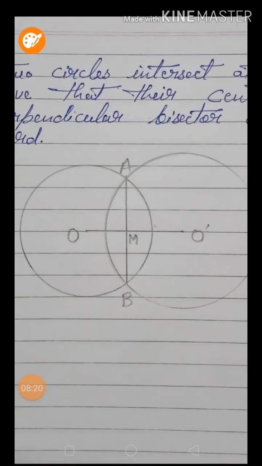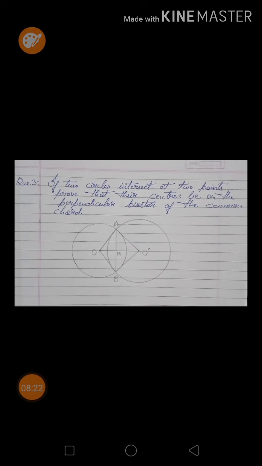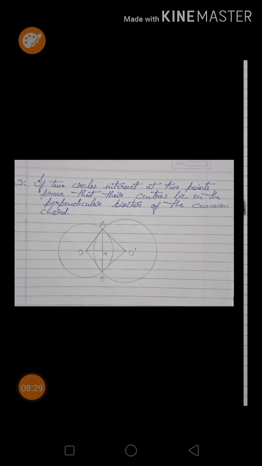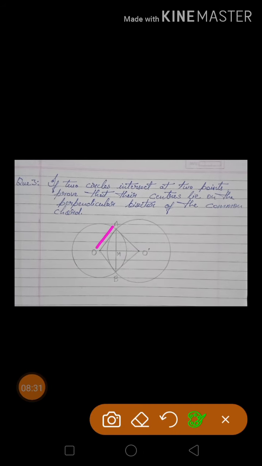So now firstly to prove this, we shall join AO and OB, AO dash and BO dash. We shall join these.